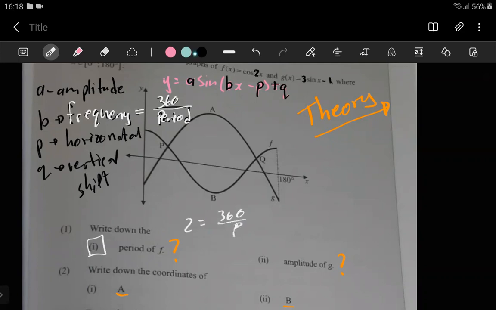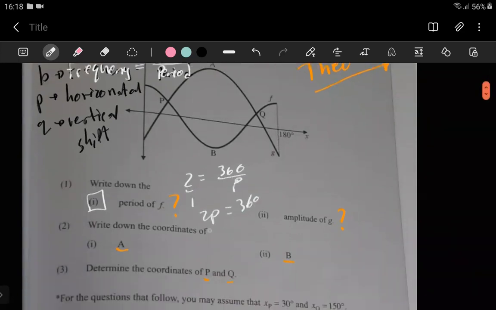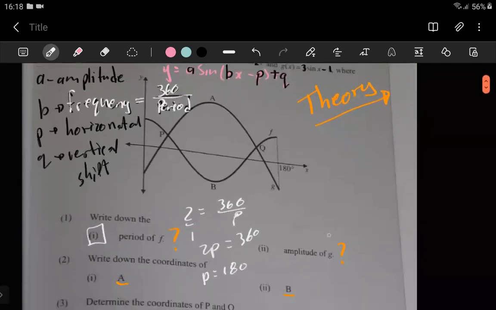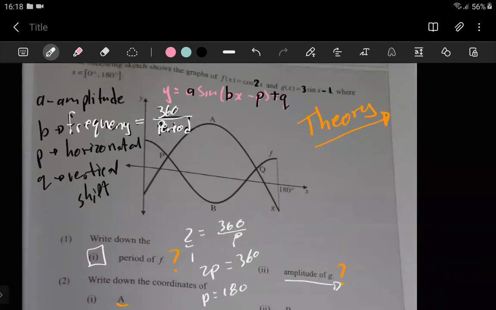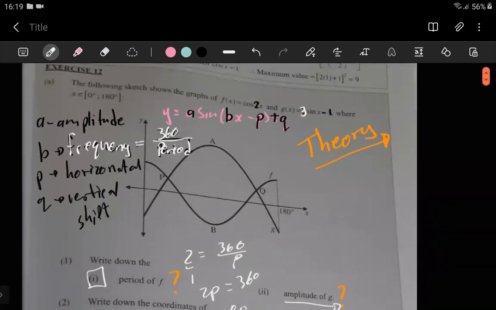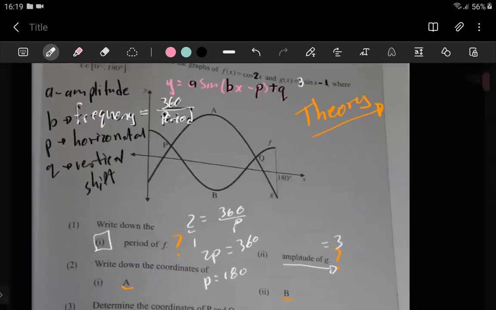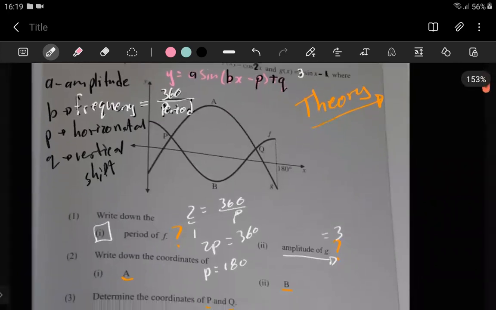So if you solve for P here, you just cross multiply. P times 2 is 2P. 1 times 360 is 360. And then divide by 2 on both sides. P is 180. Nice. So for the amplitude of g, it's also based on theory. The amplitude there is just a 3, because we know that the equation is going to give us that.